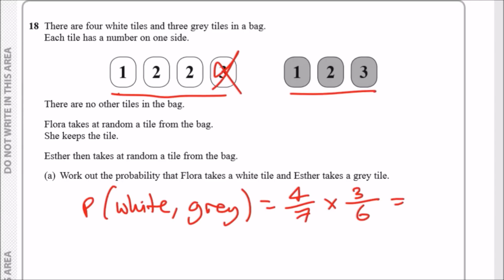That's all you have to do, guys. So let me just put that in a calculator. Well, you can put this in a calculator if you want. So you just write it as it is: 4 over 7 times 3 over 6. And you should get 2 sevenths. That's what I got.